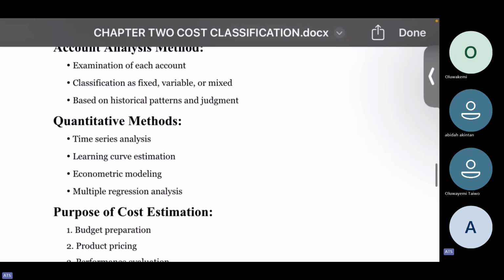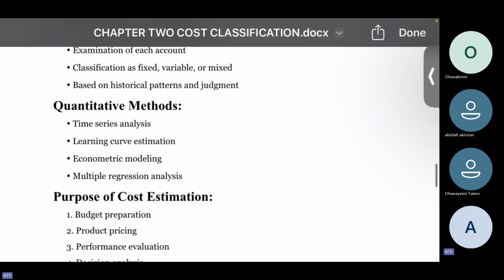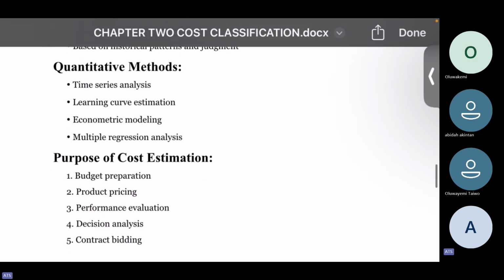Or you can use learning curve estimation. So you look at how well employees get efficient over time. Because employees have done this for 3 or 4 years, they're able to do it faster. Something that used to take them 2 hours before now takes them 1 hour. So you can use that to estimate the cost. That means next year they are going to be spending less because they can produce more within a shorter time. And then econometric and multiple regression analysis are also statistical methods of estimating costs that you use in your budgets.